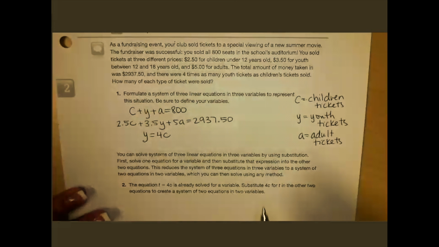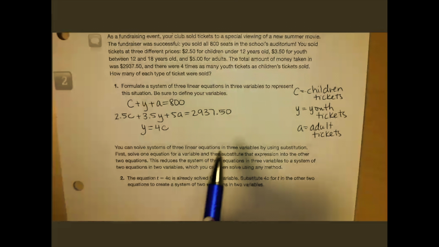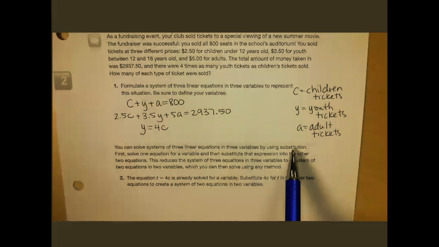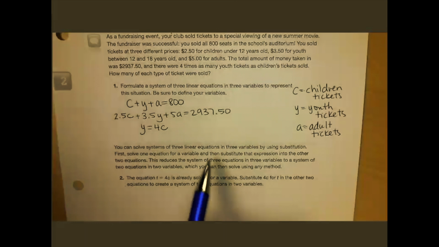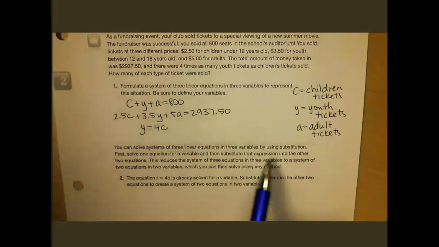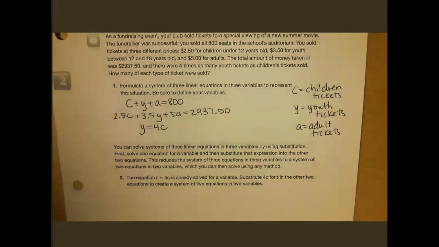Alright, we've got our three equations. We're ready to start solving. It tells us that you can solve systems of three linear equations and three variables by using substitution. So the methods are the same as the two variables, substitution and elimination. We're going to focus on substitution today. First, solve one equation for a variable and then substitute that expression into the other two equations. This reduces the system of three equations and three variables to a system of two equations and two variables, which you can then solve using any method.